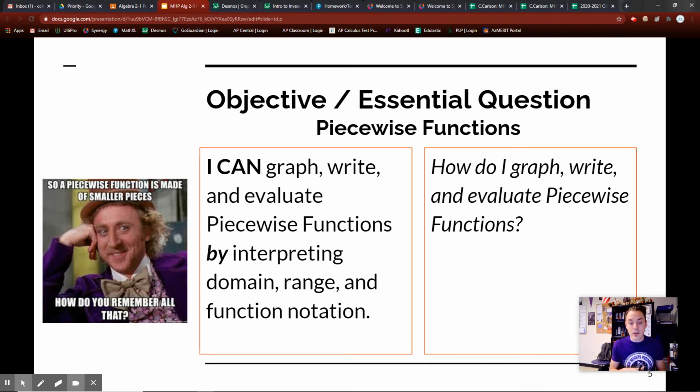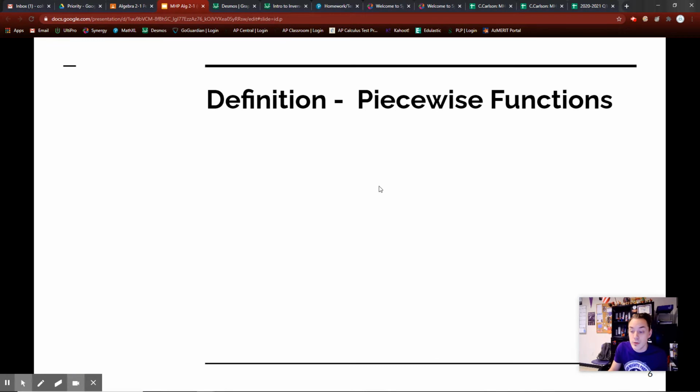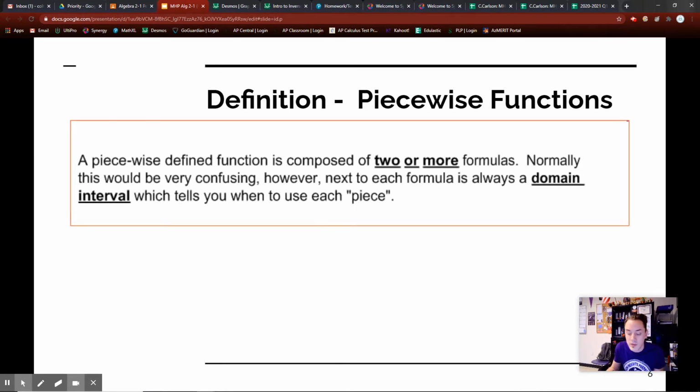So how can I write, graph, and evaluate piecewise functions? I'll show you how by interpreting domain, range, and function notation. And then how do I graph, write, and evaluate piecewise functions? So how? I pretty much just answered it for you by interpreting domain, range, and function notation, but I'm actually going to show you, demonstrate. So what is a piecewise function? Again, if you haven't watched the video for intro to domain and range Desmos activity, go to that because it's pretty phenomenal, okay?